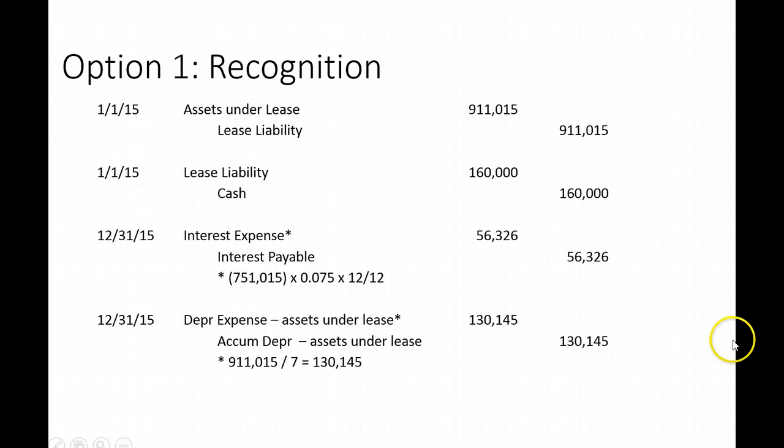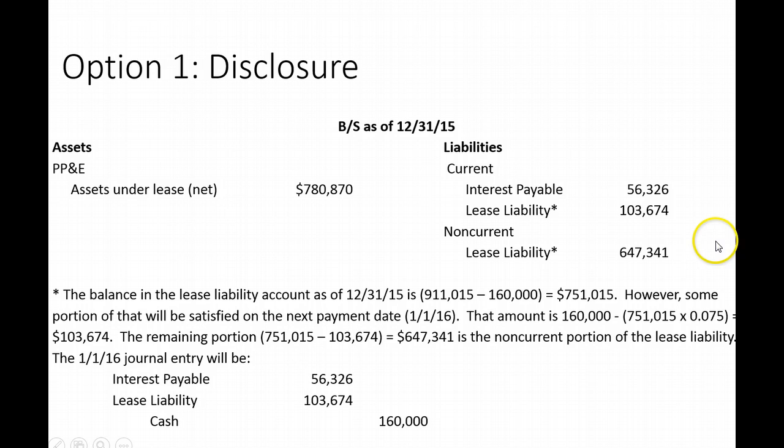Okay, so now that you've done the balance sheet disclosure, let's see what I've come up with and compare your solution. All right, so what we have here is on the asset side of the balance sheet, we have assets under lease with a net balance of $780,870. That's simply the cost basis minus the accumulated depreciation.